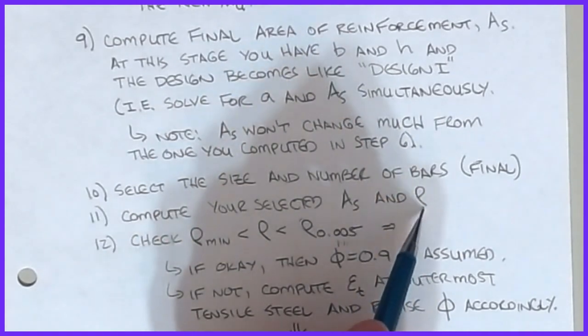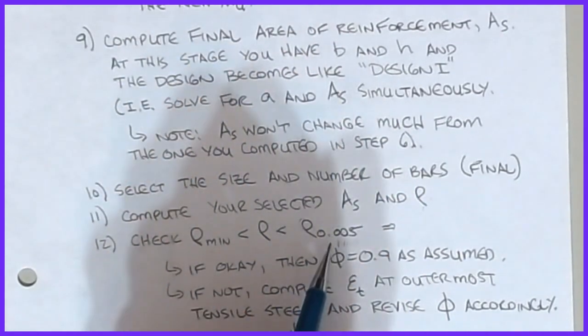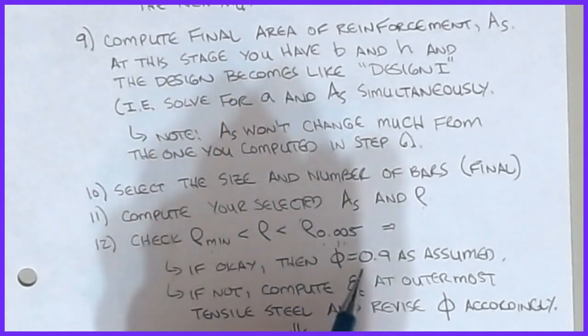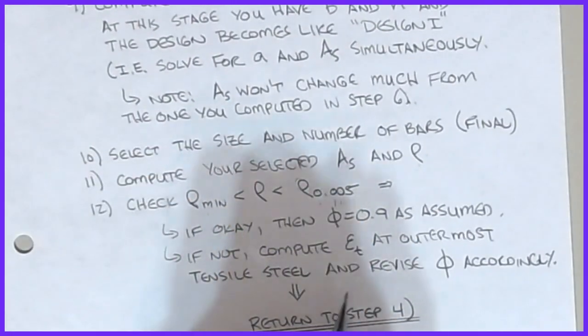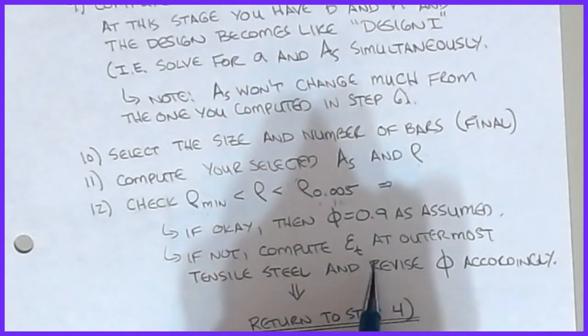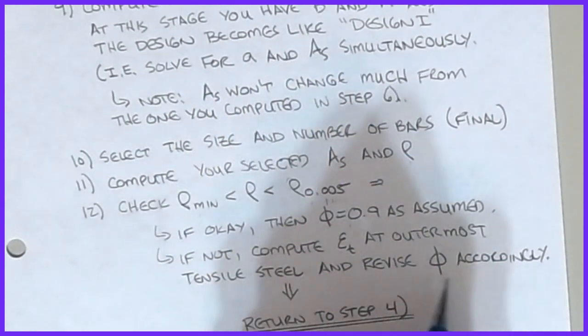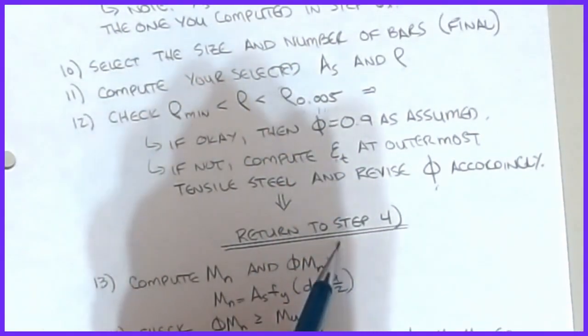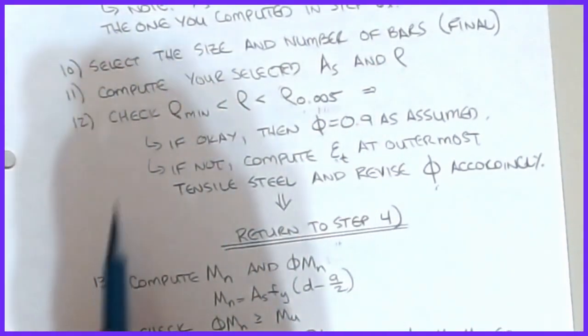And then basically we take this new rho and check it against rho min and against rho of 0.005. If my rho is in this range, we're okay with phi of 0.9. If not, now you've got to calculate epsilon t at the outermost tensile steel and then revise that reduction factor. And when that happens, it means back to step 4. You go all the way back to the beginning.